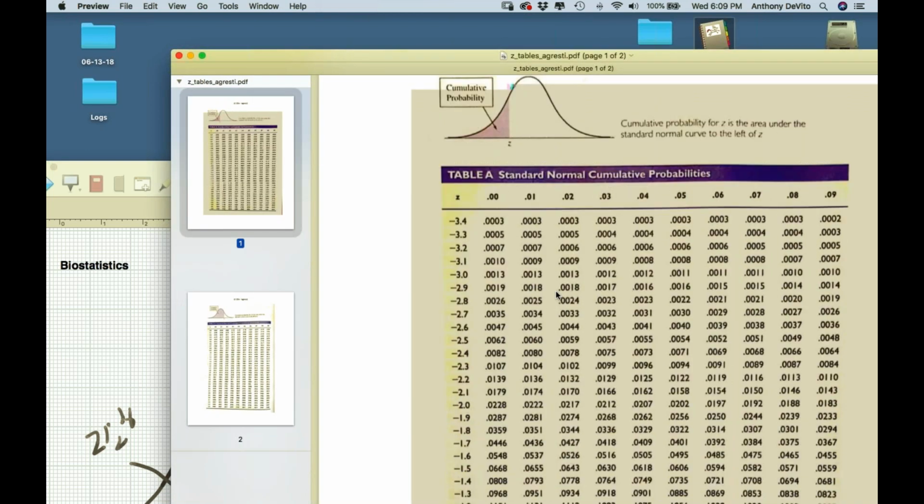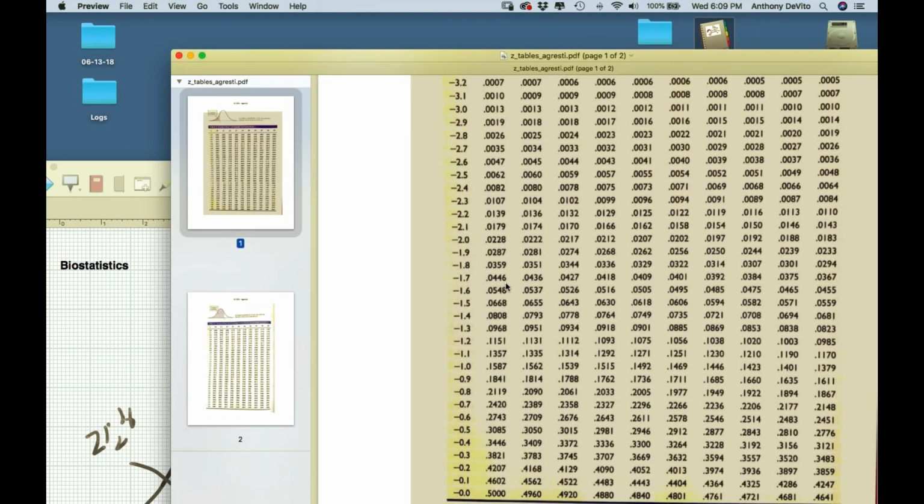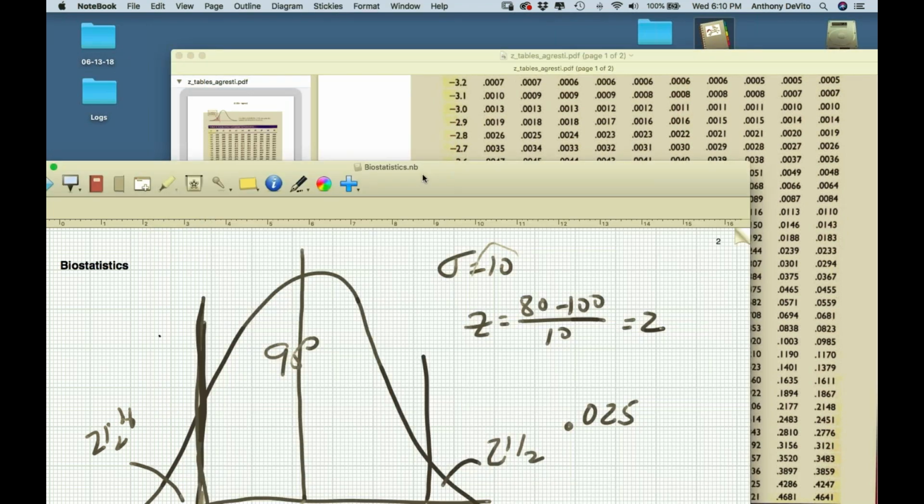So let's go look up what area a z-score of negative 2 actually represents. It's going to be on this chart, and it's going to give you the area, which we think is 2.5% based on the empirical rule. Let's see what it really is. The 2.00 row. Oh, well, look at this. It's not 2.5%. It's 0.0228.